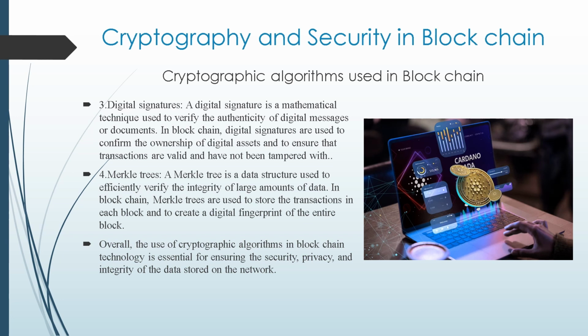4. Merkle trees. A Merkle tree is a data structure used to efficiently verify the integrity of large amounts of data in blockchain. Merkle trees are used to store the transactions in each block and to create a digital fingerprint of the entire block. Overall, the use of cryptographic algorithms in blockchain technology is essential for ensuring the security, privacy, and integrity of the data stored on the network.